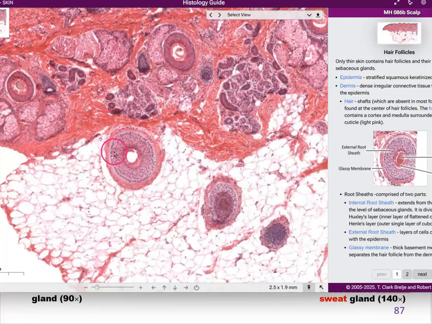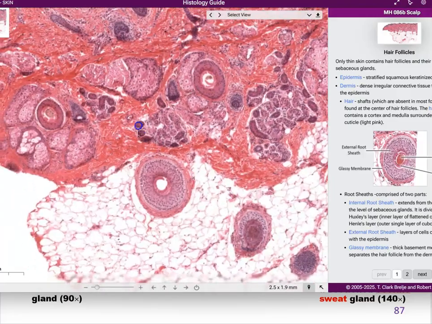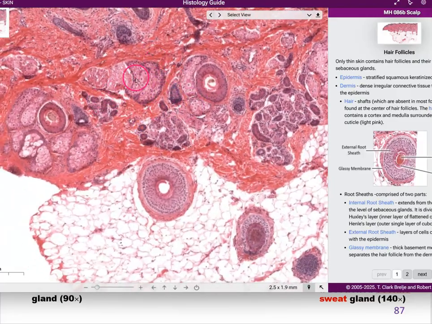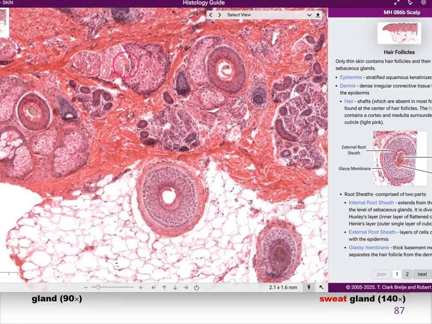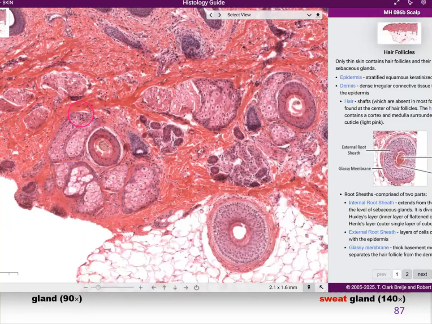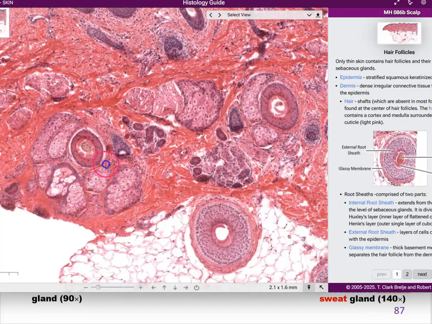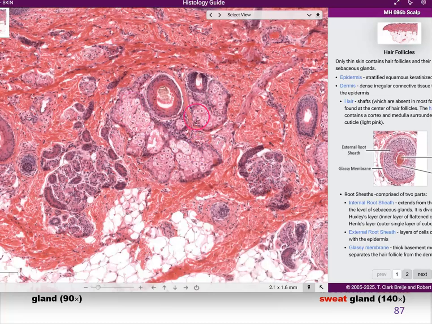But we're just seeing cross sections of all these hairs. Cross sections. Other things we're seeing here, more than we need. This is a sebaceous gland. These are sebaceous glands surrounding these hair follicles. What you're looking for with sebaceous glands is they are lightly pigmented.